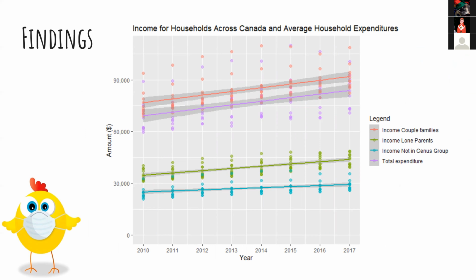So our first graph here shows 4 grouping amounts. 3 of them are household groups, and the last one is average total expenditure. The 3 household groups we'll be representing are coupled families, lone parent households, and groups that do not fall under one of the first 2 categories.